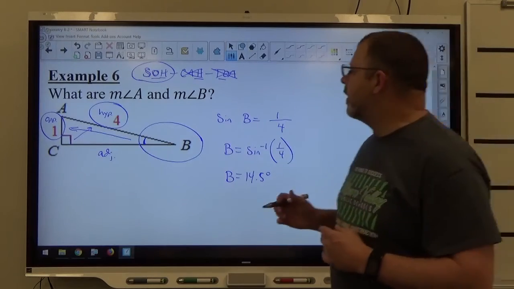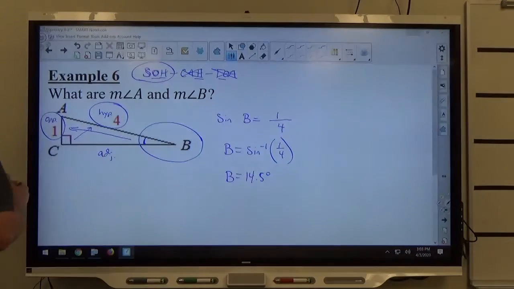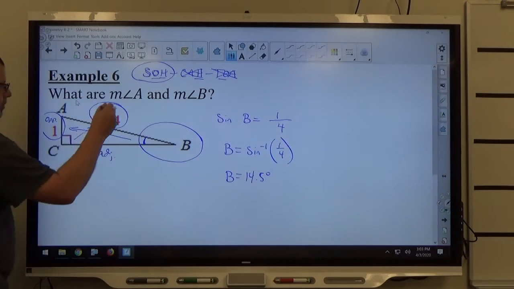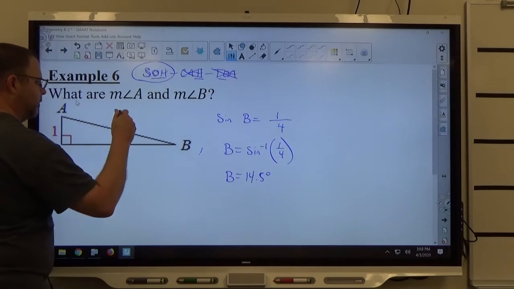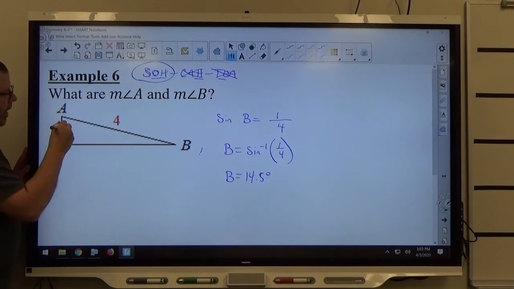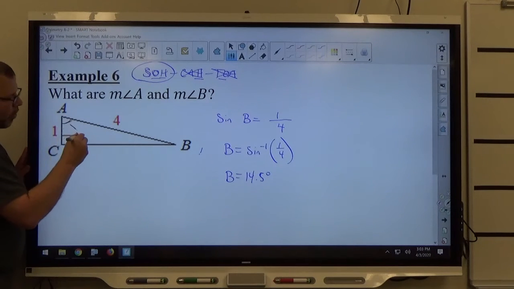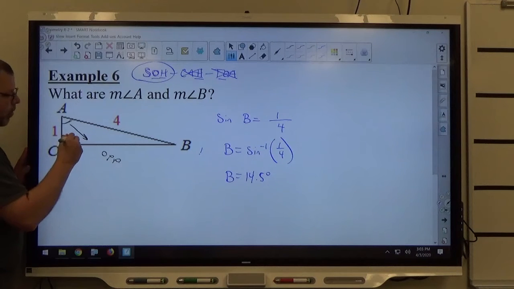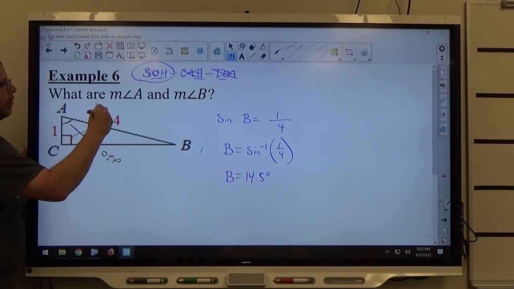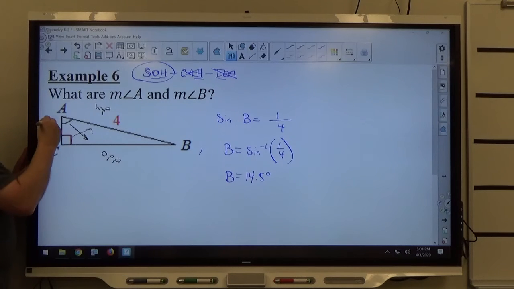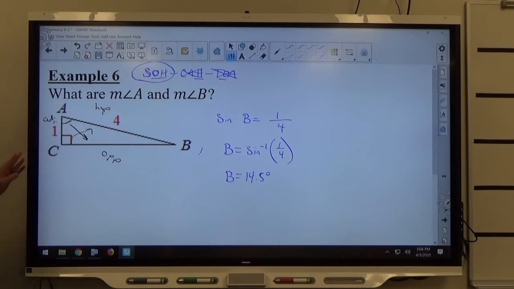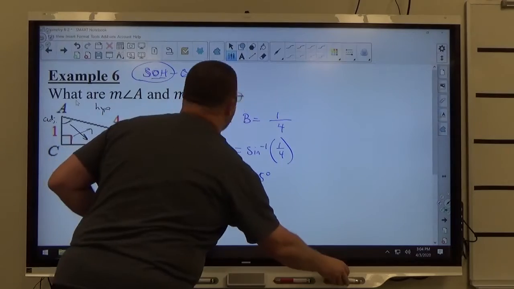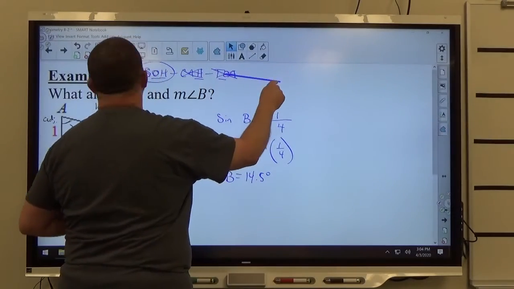If I want to find angle A, I can do it one of 2 ways. I can erase all this work here. Let me just erase all this. So if I'm looking at angle A, I go across, that's the opposite side. Here's my right angle, I go across from that, that's my hypotenuse, which makes 1 the adjacent side. Going back to SOHCAHTOA, maybe.